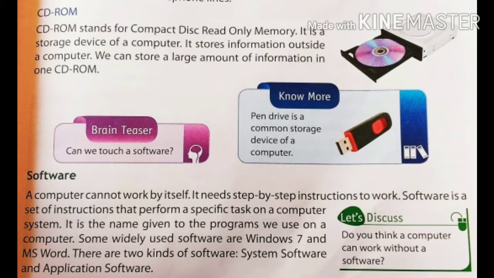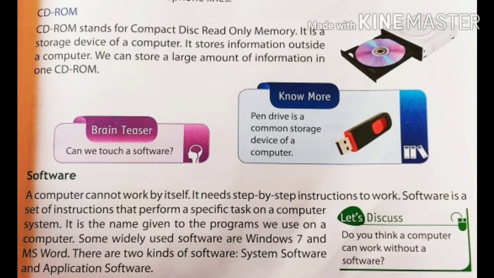Next one, software. A computer cannot work by itself. It needs step-by-step instructions to work. Children, listen. Software is a set of instructions that perform a specific task on a computer system. It is the name given to the programs we use on a computer. Some commonly used software are Windows 7 and MS Word. There are two kinds of software: system software and application software.